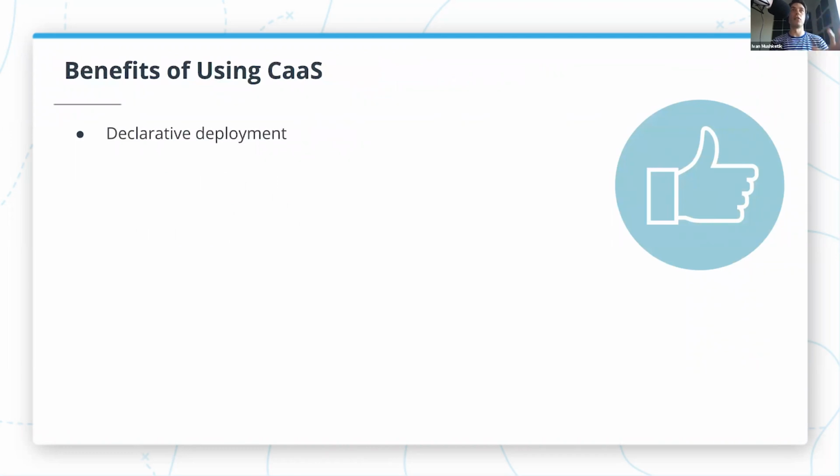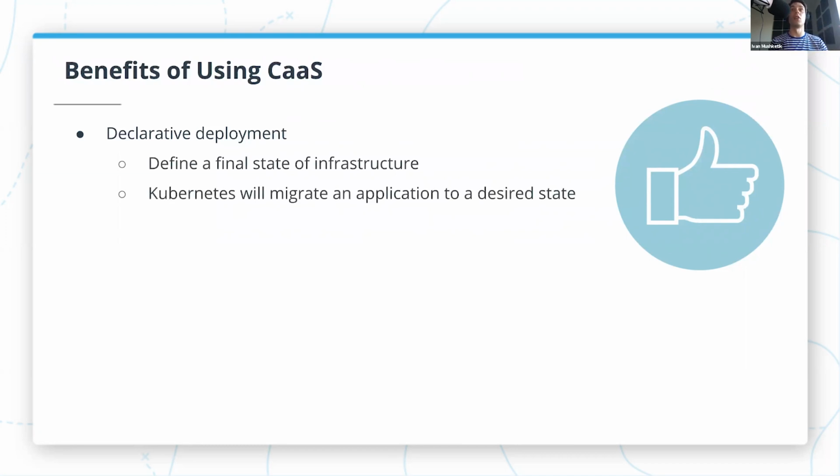So the main benefit of using Kubernetes, the main benefit of using container as a service, as I said, is what is known as a declarative deployment. We don't need to write any scripts, so we don't need to call APIs to specify that on this machine we want to run this particular instance of this service. All we do is we define the final state of our infrastructure, and Kubernetes migrates our application to a desired state. Now, Kubernetes also has a rich ecosystem of tools that allows us to enhance our applications.